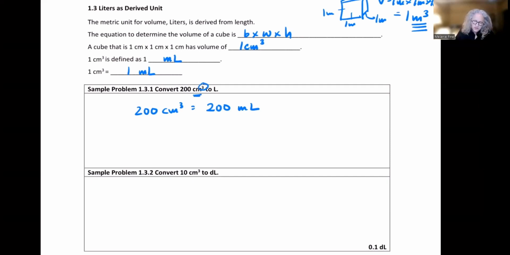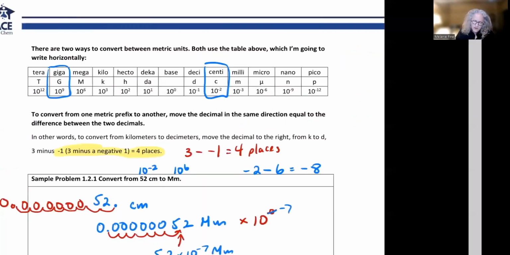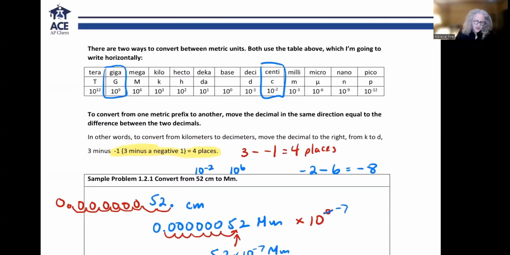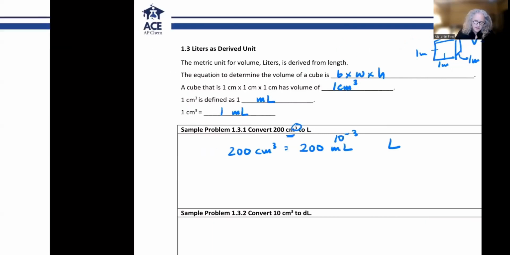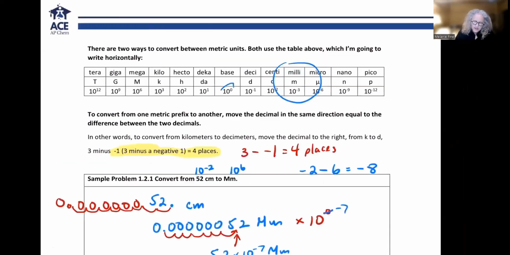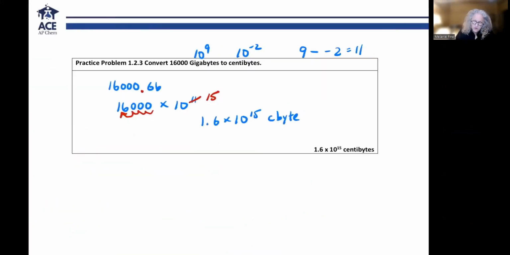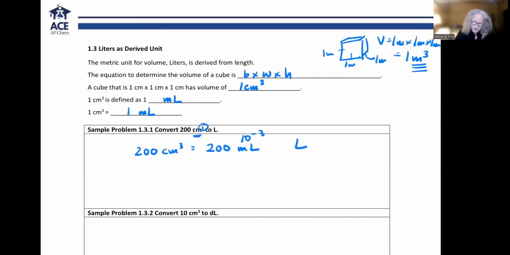200 milliliters. Okay, so if I go back to my chart, milli is 10 to the negative 3. And liters, let's see if I have this on the chart. Liters is 10 to the 0. It's a base unit. It has no prefix. So I'm going from negative 3 to 0. Remember, I subtract. I go from where I'm starting, and I subtract from that where I'm ending up.